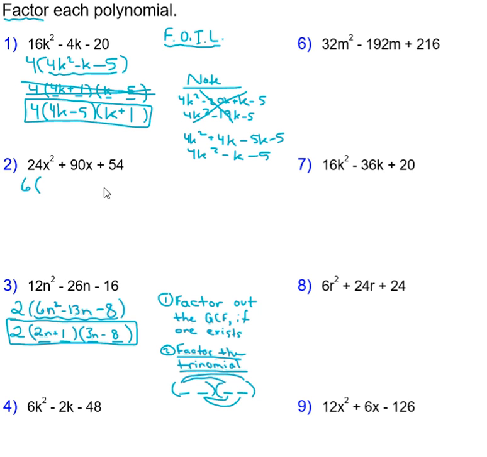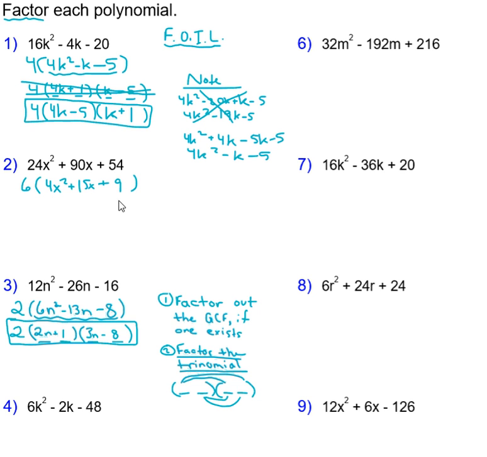Now I need to factor that trinomial that remains. All right, so what remains when I factor out the 6? I have 6 times what gives me this first term, and that's a 4x squared. 6 times what gives me 90x, and that's a 15x. 6 times what gives me 54, and that's a 9.